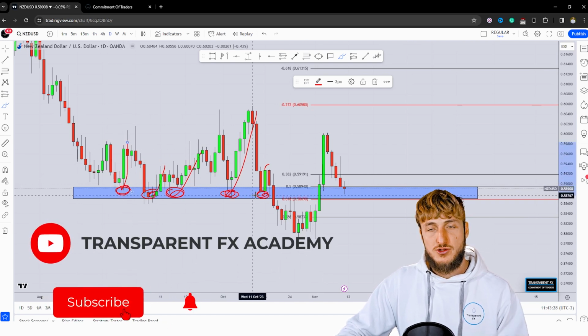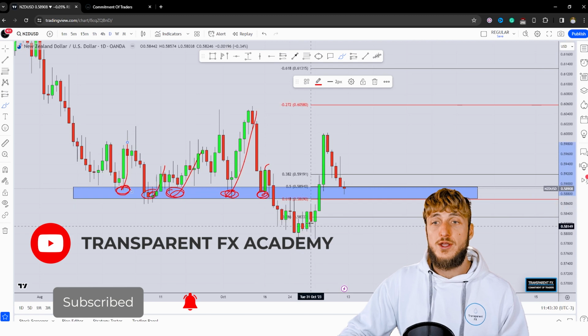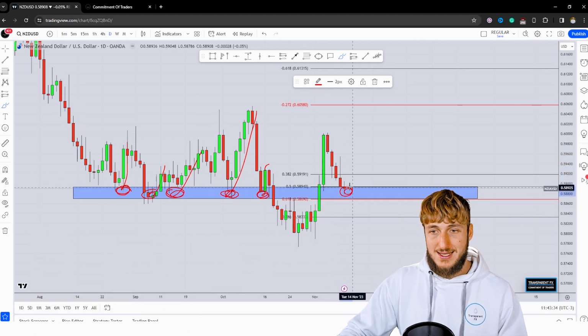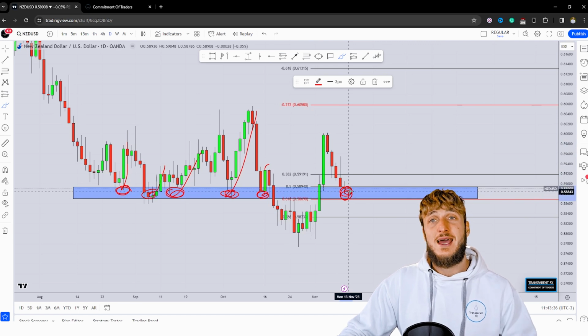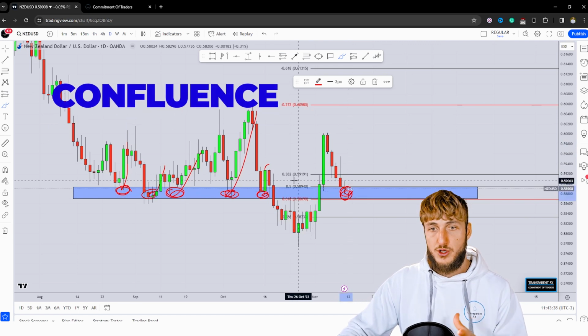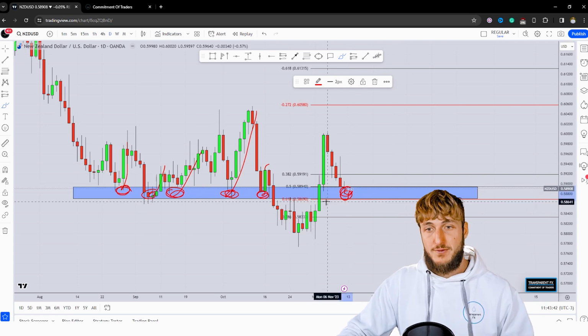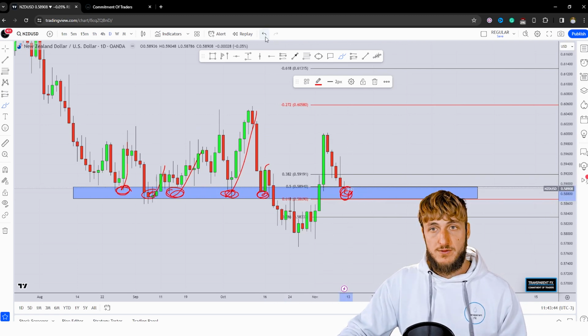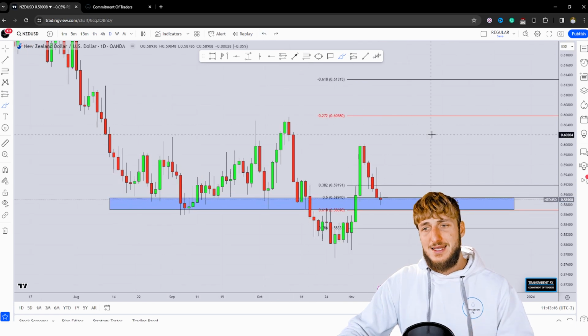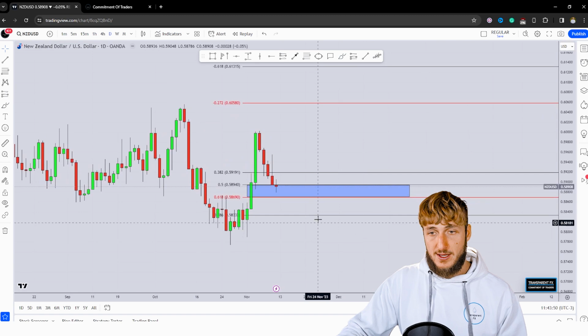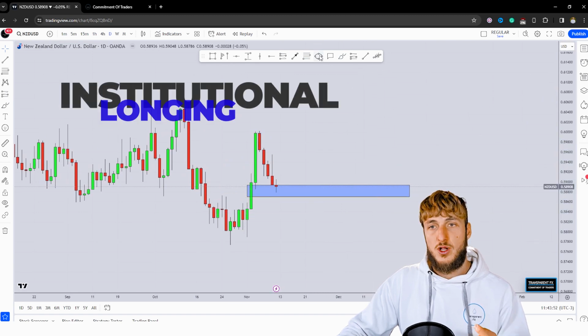So we have a very strong level of previous support, which now that the market has broken it to the upside once again and is currently retesting it, is actually acting as confluence of support because we have both the structure support and the 50% and 0.618 Fibonacci retracements. And inside of a confluence of support area, you would expect to see some institutional longing.